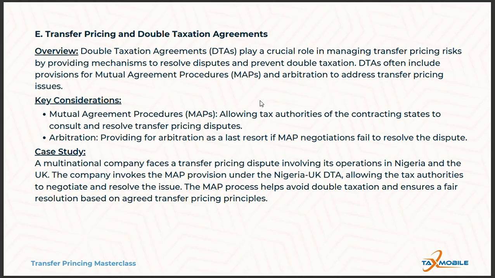Let's look at a case study with respect to double taxation agreements. Now, let's consider a multinational company facing transfer pricing disputes involving its operations in Nigeria and the UK. The company invokes the mutual agreement procedure provision under the Nigeria-UK DTA. Through the mutual agreement procedure, the tax authorities of both countries enter into negotiation to resolve the dispute.